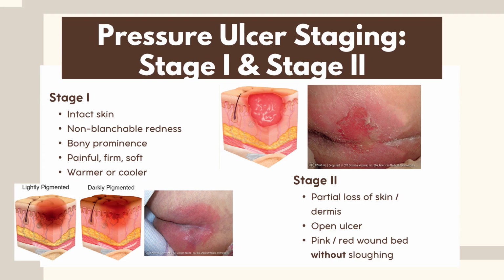The patient may report pain or an itching sensation at the site. Color change may be difficult to see in darkly pigmented skin. So you're really going to want to make sure you're looking at that skin temperature, texture, and firmness changes. So as a nurse for someone that has a stage 1 pressure ulcer, we want to make sure that we are relieving pressure on that affected area.